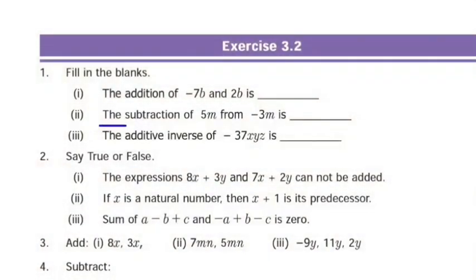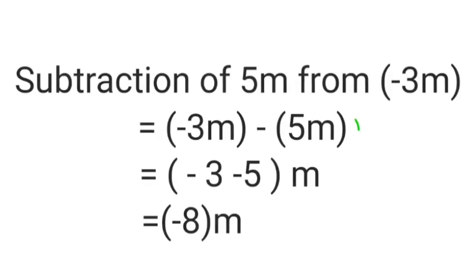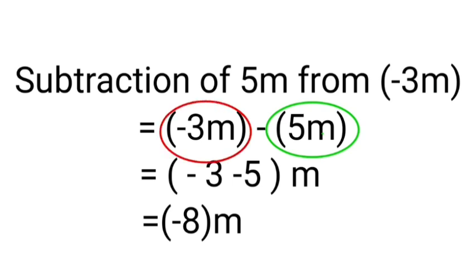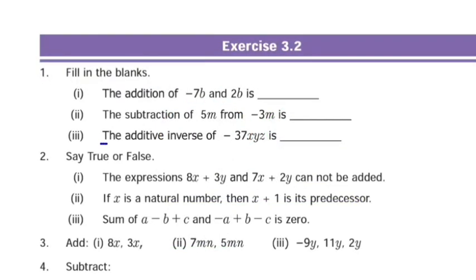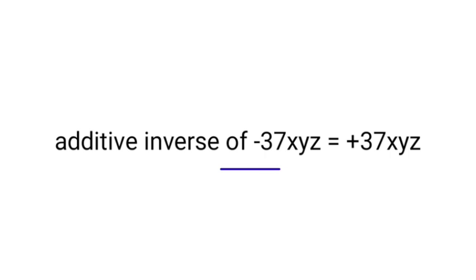Next is subdivision 2, the subtraction of 5m from minus 3m is dash. Subtraction of 5m from minus 3m means we have to subtract 5m from minus 3m. So we have to write like this, minus 3 minus 5 into m, which is equal to minus 8m. Next is subdivision 3, the additive inverse of minus 37xyz is plus 37xyz.